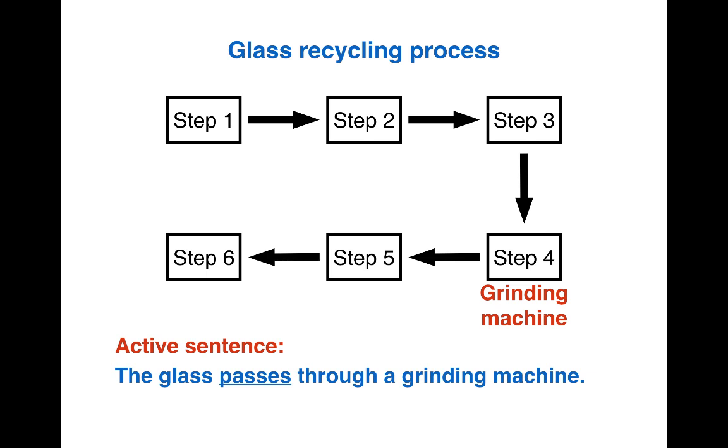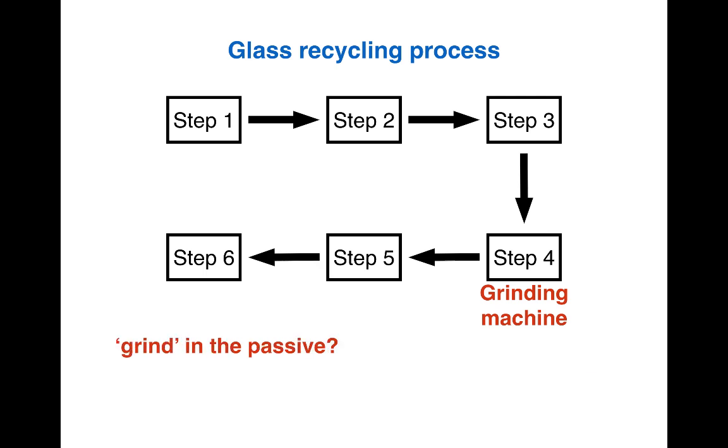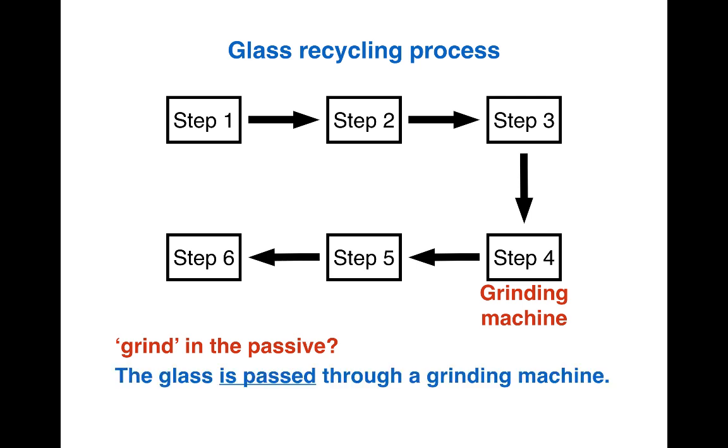The glass passes through. However, if you want to do this in the passive, do you know the passive for grind? Well, if you don't, you could use pass again in the passive. The glass is passed through a grinding machine.